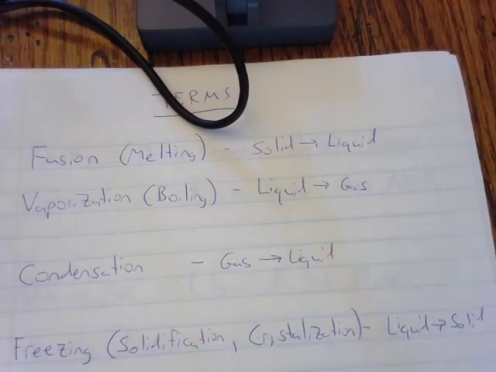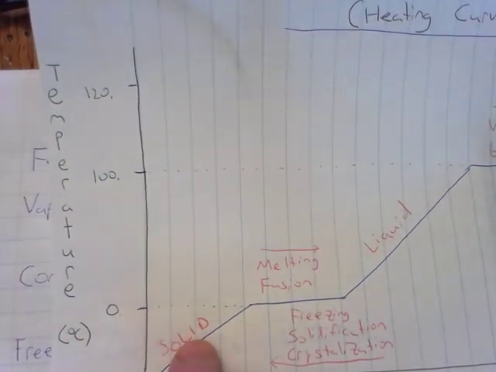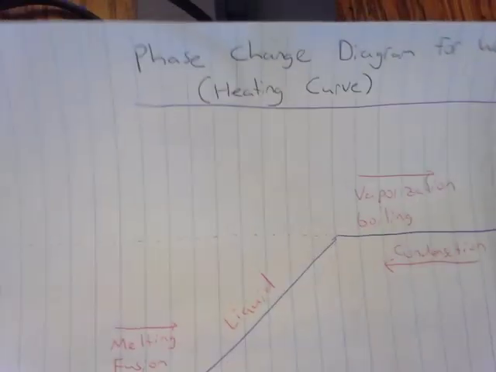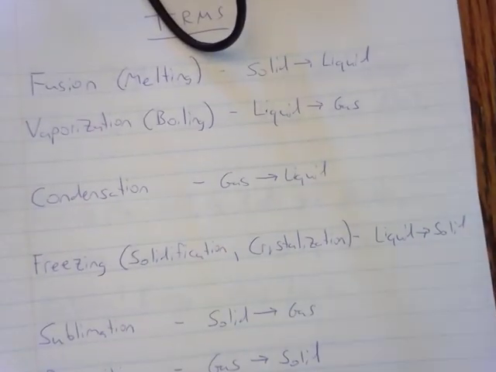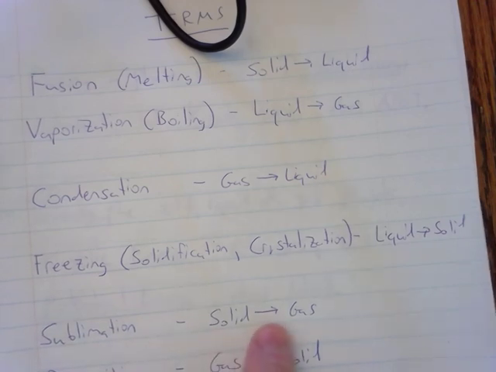Now there are two other phase changes that I can mention that cannot easily be described using this picture. What if we started as a solid and jumped all the way to the gas phase without becoming a liquid? Well, that would be called sublimation. Sublimation is the process of going from solid directly to gas. And there are only a handful of substances that can actually do this, that can sublime.